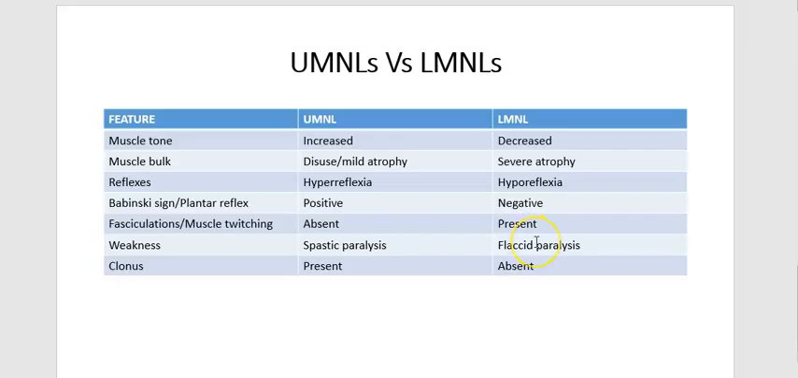The type of weakness that you see, you have to know this difference again. I forgot to emphasize: in upper motor neuron lesions, you see spastic paralysis, while in lower motor neuron lesions, you see flaccid paralysis. And remember, there's no clonus in lower motor neuron lesions.